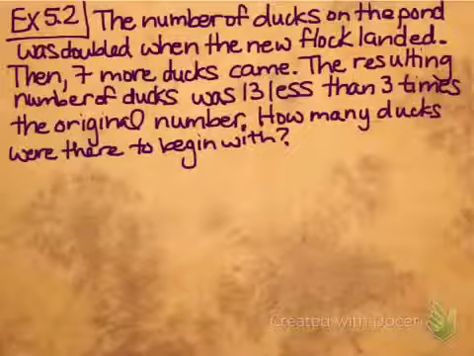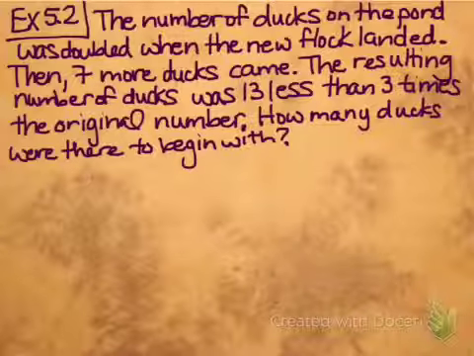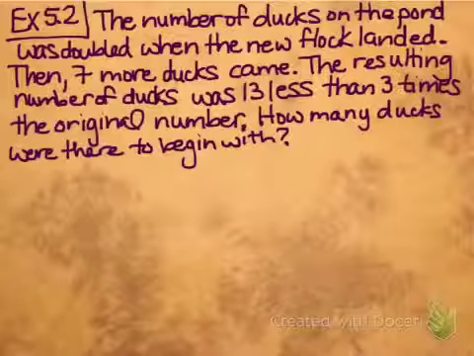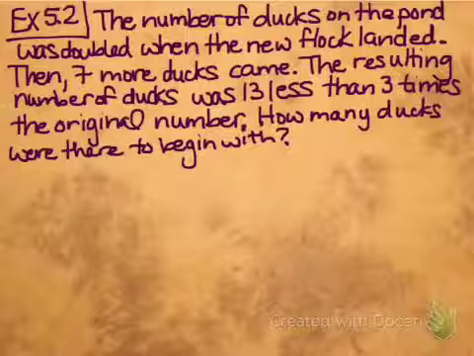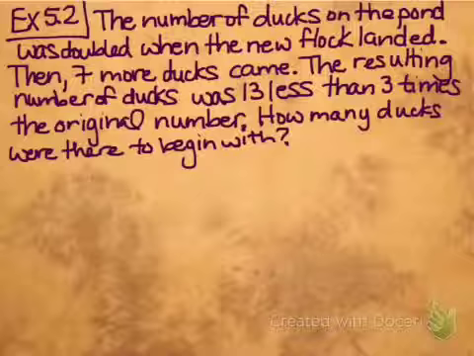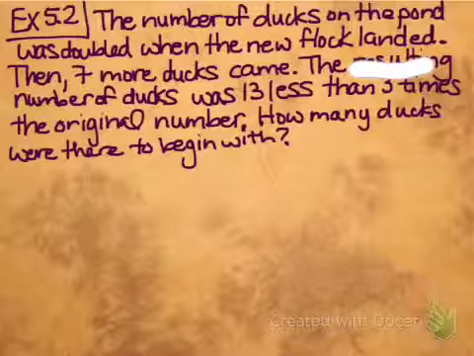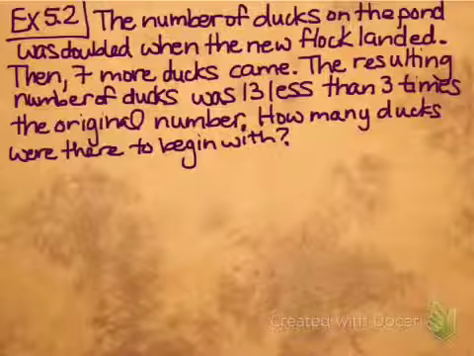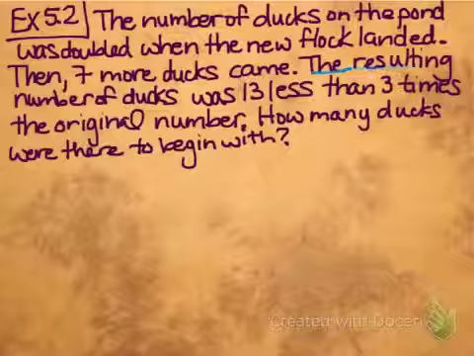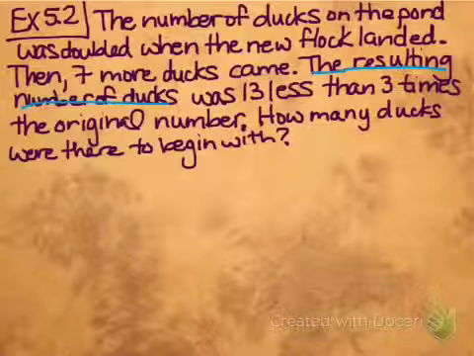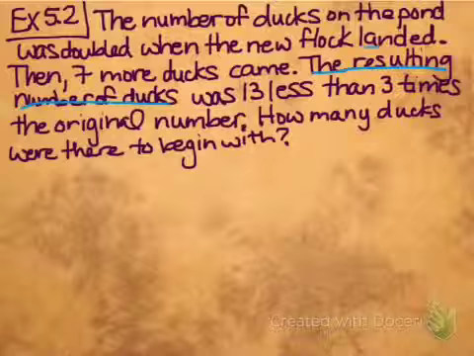Okay, the number of ducks on the pond was doubled when the new flock landed. Then 7 more ducks came. The resulting number of ducks was 13 less than 3 times the original number. How many ducks were there to begin with? So this one is a little bit more confusing, but the key phrase here is the resulting number of ducks. That's going to be where you put your equal sign, because you have a before and then an after.